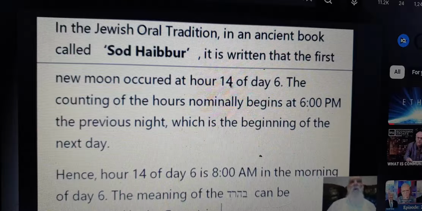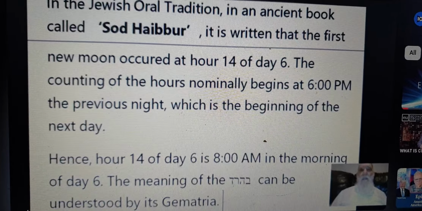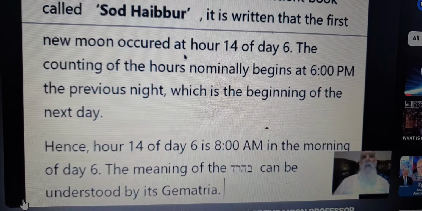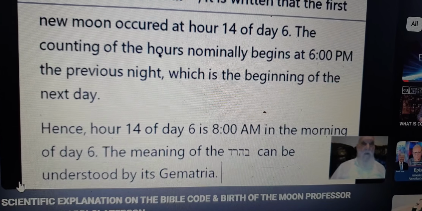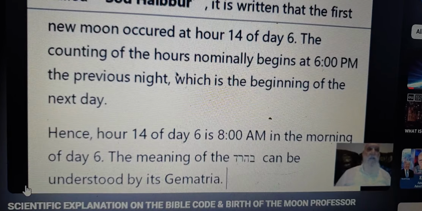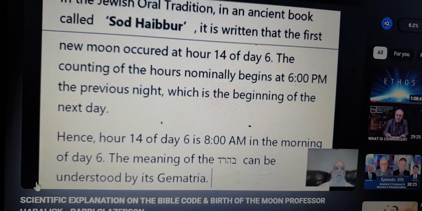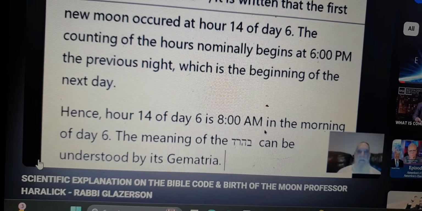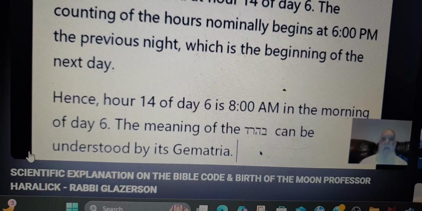So in the Jewish oral tradition, in an ancient book called Seder Olam, it is written that the first new moon occurred at hour 14 of day 6. The counting of the hours normally begins at 6 o'clock p.m. the previous night, which is the beginning of the next day. Hence, hour 14 of day 6 is 8 a.m. in the morning of day 6. The meaning of the Ba'arad can be understood by its gematria.